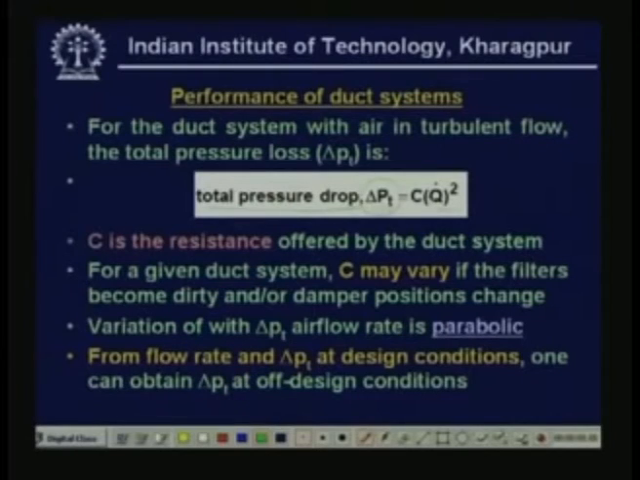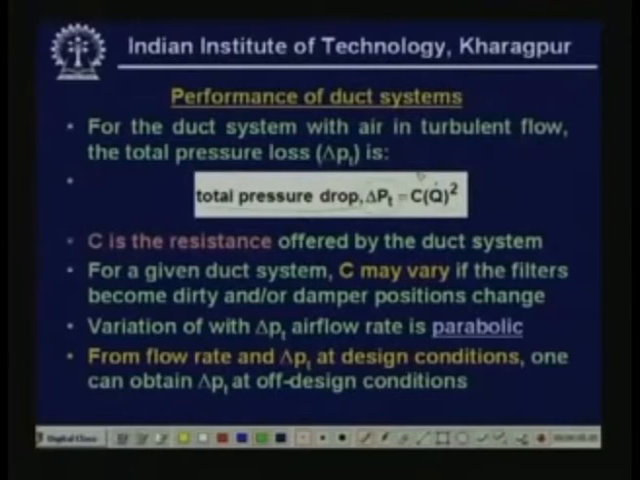Okay. That means you can write delta Pt is equal to C into Q dot square, where C is the resistance offered by the duct system. And for a given duct system, C may vary if the filters become dirty and/or damper positions change. Theoretically, let us say that the filters do not get dirty, and if you do not change the damper position, then the resistance value remains the same. Okay. For the given duct system, meaning a duct system with given dimensions and given length, etc., the variation of delta Pt with airflow rate is parabolic.